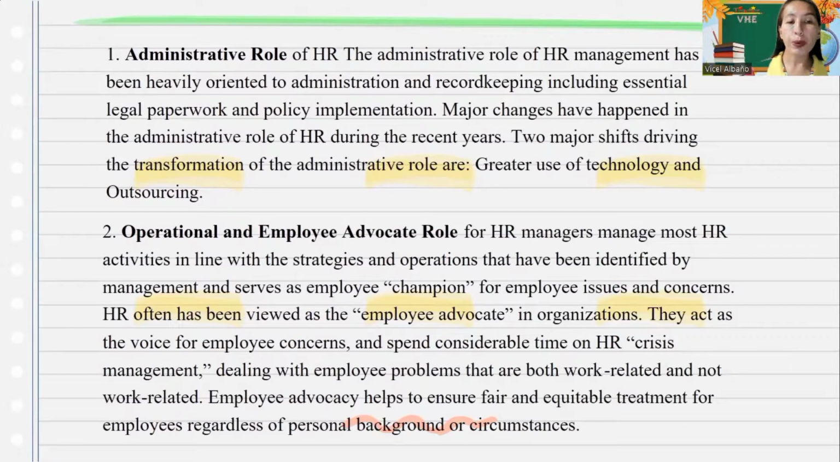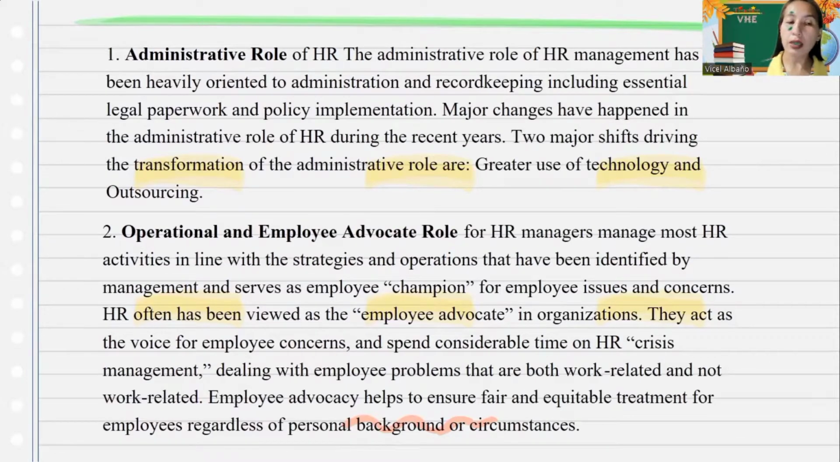Next is the operational and employee advocate role. HR managers manage most HR activities in line with the strategies and operations that have been identified with management, and serve as the champion for employee issues and concerns. HR often has been viewed as the employee advocate in the organization.